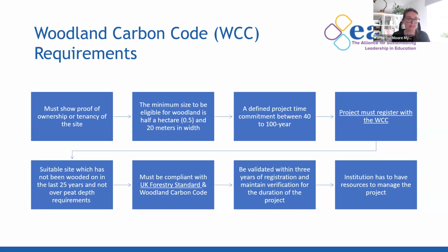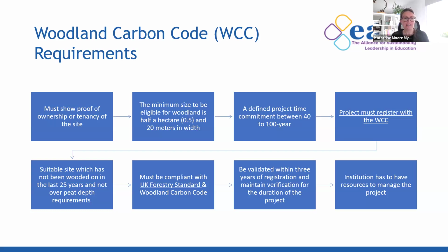So we've got some requirements, and those include these in the flowchart. So we've got proof of ownership and minimum land size of 0.5 hectares. There's a defined project time commitment, 40 to 100 years. The project must be registered with the Woodland Carbon Code. The site identified has not already been wooded in the last 25 years and does not have an excessive peat depth. And it's worth mentioning in here that woodland is a permanent land use change, and that compliance with the UK Forestry Standard and the Woodland Carbon Code needs to be here too.